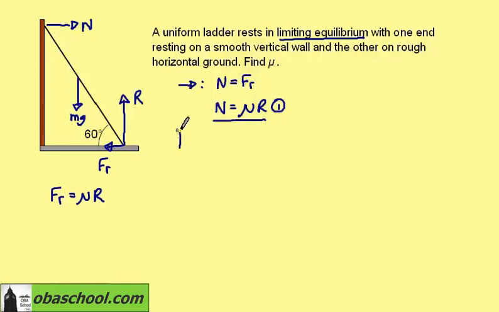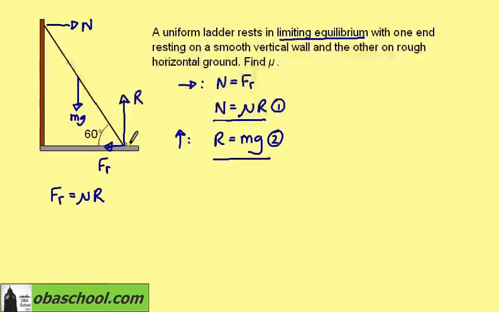If we now consider vertical forces, these must also balance out. Vertical forces are R and mg, so R is equal to mg. Let's call this equation 2.